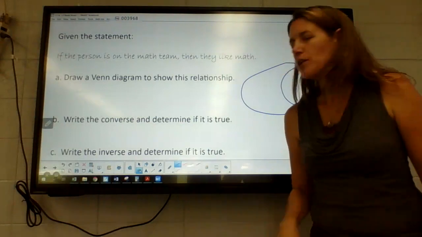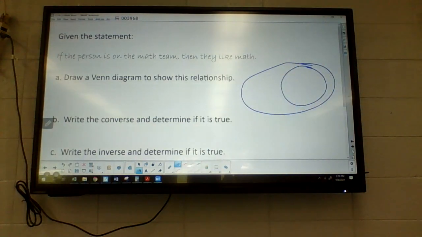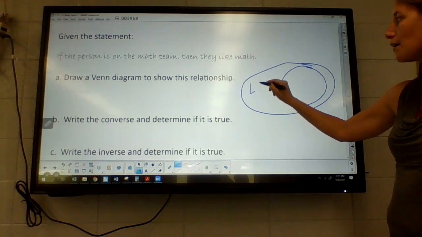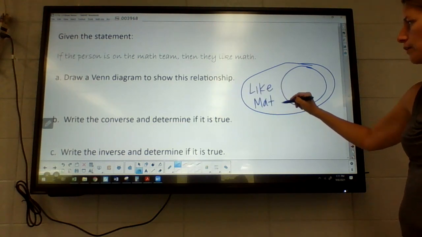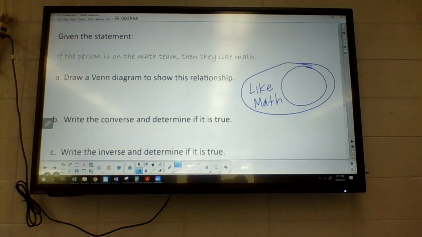Now, does everyone who likes math, are they all on the math team? No. There are people who like math who don't want to hang out with me and drive and risk their lives. So people who like math, are they the bigger circle or the smaller circle? Big. Liking math is more common because there are not that many people on the math team. We only have a van. So math is the big circle. They like math or are good at math, maybe we could say.